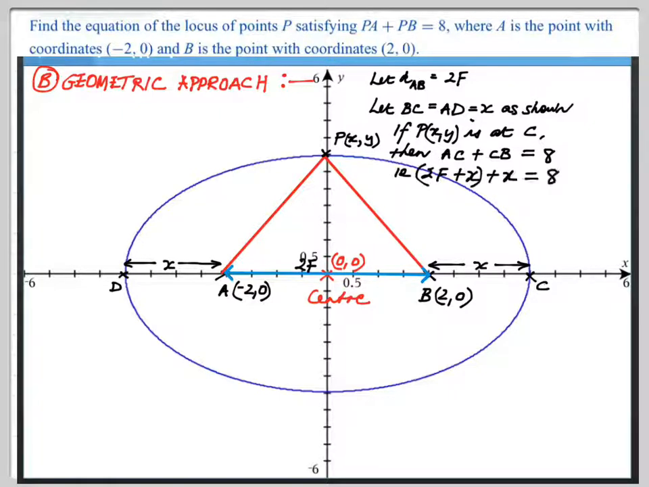Therefore, A to C is 2F plus an X, and CB is another X. So simplifying that, we get 2F plus 2X equals 8, and therefore we get F plus X is 4. And F plus X is the x semi-axis, right? So if 2F's and 2X's equal 8, which I've just shown you, then F plus X equals 4. So you just halve that number you see in the question statement above, the 8, halve it to get 4, and you've got the x semi-axis.